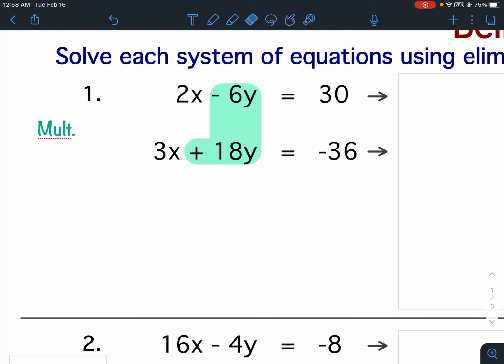When you have multiples, you want to multiply the equation that has the smaller term. So looking at what I have highlighted, which equation has the smaller term? The top equation. So let's put a parentheses around the top equation. And to figure out what we multiply by, we take the opposite of the larger term. So I need to take the opposite of positive 18, so that would be negative 18. And I'm going to divide by the smaller term, which is negative 6. So it's what we need divided by what we have. Negative 18 divided by negative 6 is positive 3. So we're going to multiply the top equation by positive 3.